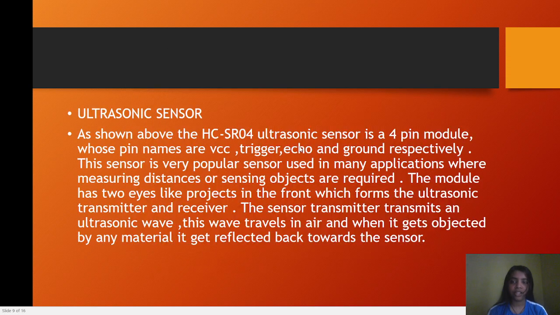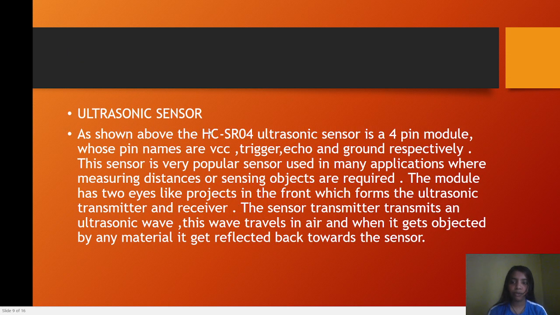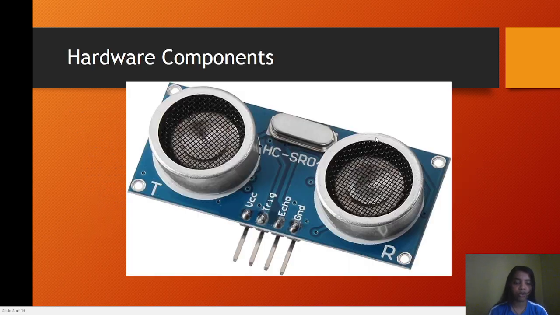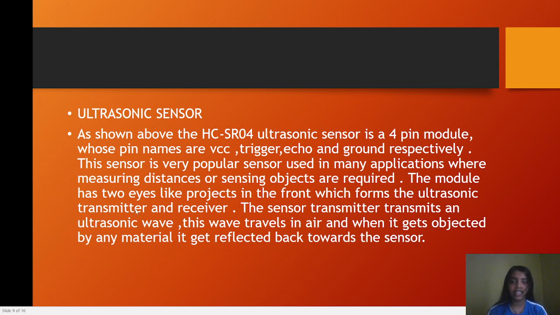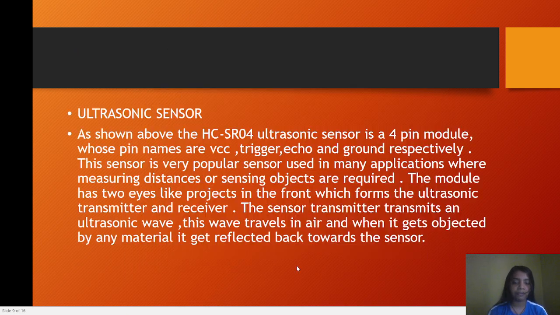The first hardware component: the ultrasonic sensor. It is an HC-SR04 ultrasonic sensor. As shown above, the HC-SR04 ultrasonic sensor is a 4-pin module whose pin names are VCC, trigger, echo and ground respectively.